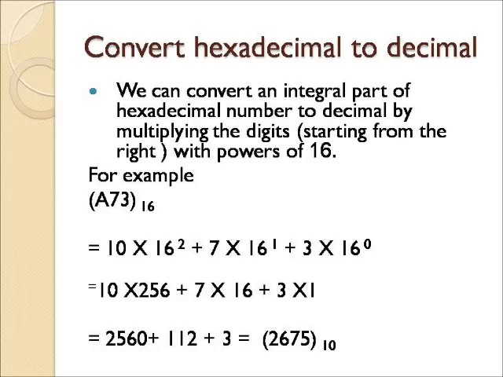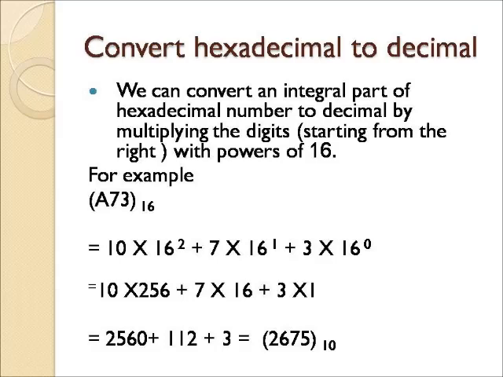Here also we follow the same procedure that we used in the case of binary to decimal conversion and octal to decimal conversion. In binary to decimal conversion, we were multiplying the digits with the powers of 2. Here we are multiplying the digits with the powers of 16. And in octal to decimal conversion, we were multiplying the digits with the powers of 8. Right? So the procedure remains the same.